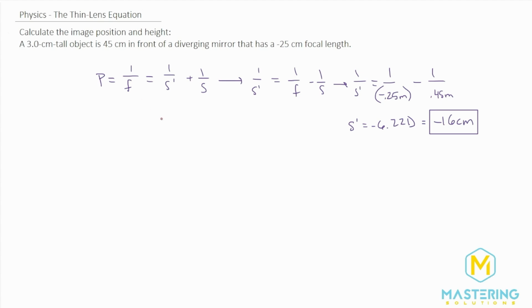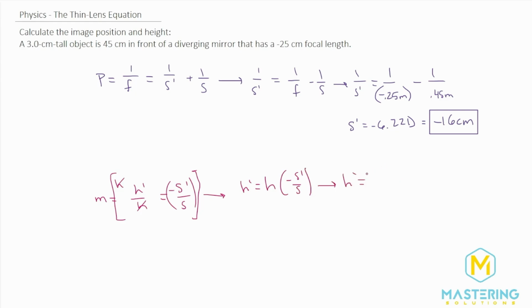Now to figure out the height, we'll use the magnification equation, which says that m is equal to h prime over h, which is equal to negative s prime over s, and this side needs to be negative. We're trying to isolate h prime, so let's multiply both sides by h. So we have h prime is equal to h times negative s prime over s.